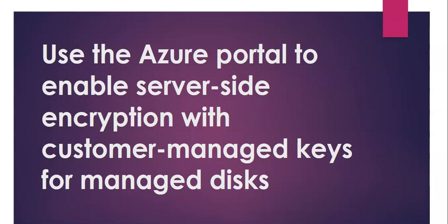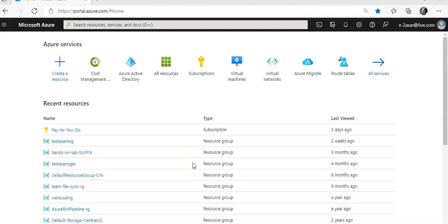All right. To enable server-side encryption with customer managed keys for managed disk, we will have to set up the Azure Key Vault. Then we have to set up the disk encryption set, and then we will enable the disk encryption on an existing disk. Okay, so let me quickly log on to the portal and take it from there. I'm logging on to the portal. As soon as I log on, I will set up the Azure Key Vault.